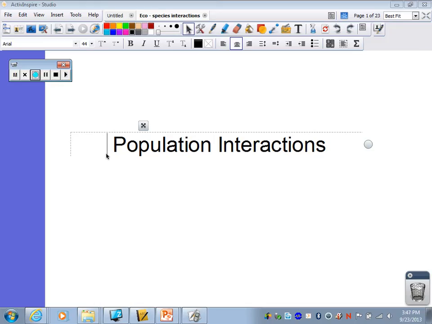Hey guys, we're going to be talking about population interactions today, and just so you know, I think the folder on School Fusion for this is called Ecosystem Interactions, but it's the same thing, population interactions, ecosystem interactions. I know they're a little different, but I just mislabeled them as ecosystem interactions on School Fusion. So anyways, let's go ahead and get started.